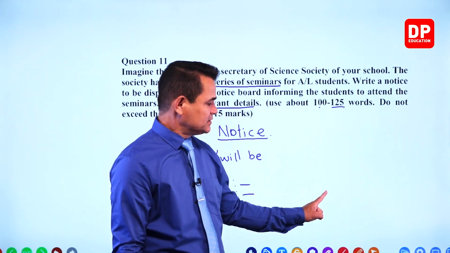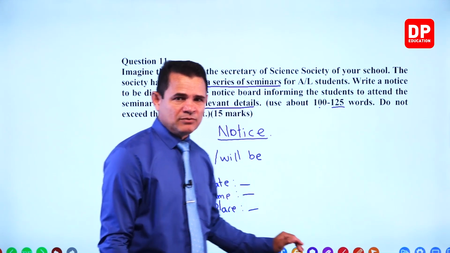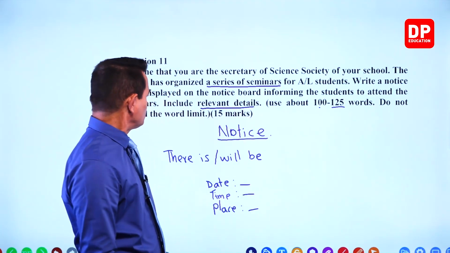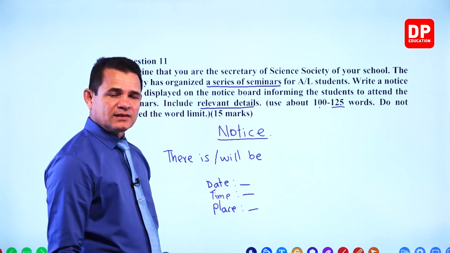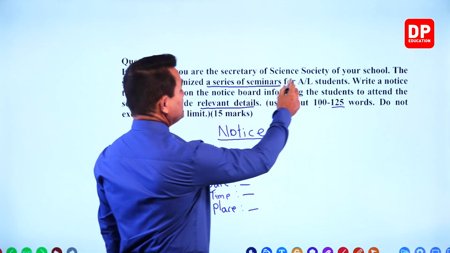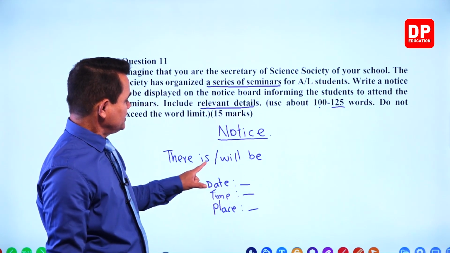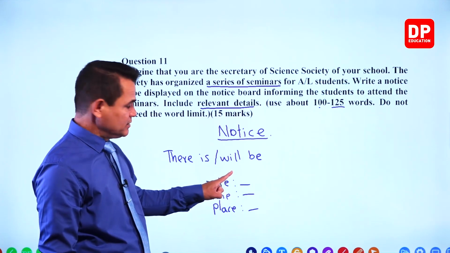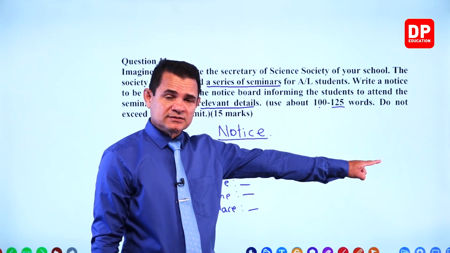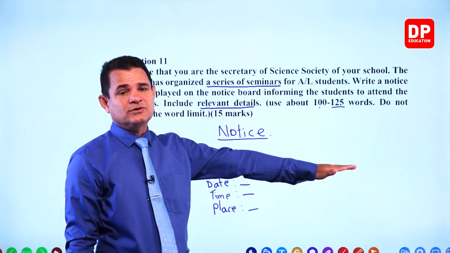And biology කවුද? ඒ වගේ subject දාලා විස්තර ලියන්නත් පුළුවන්. That is what we call relevant details. Okay? So include those things. And that is organized by science society එක කියන්න පුළුවන්. Then මේකට මේක join කරන්න පුළුවන්. There will be a series of seminars for A-level students organized by the science society of our school.